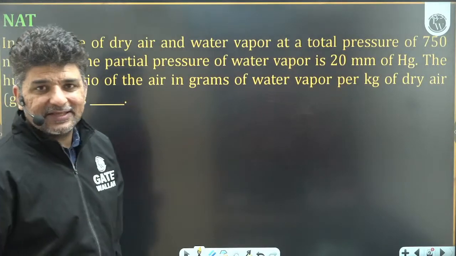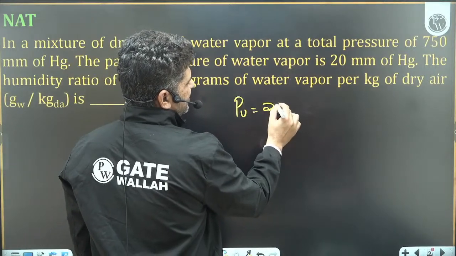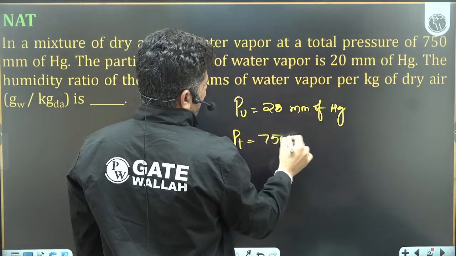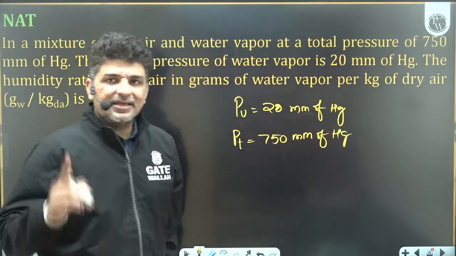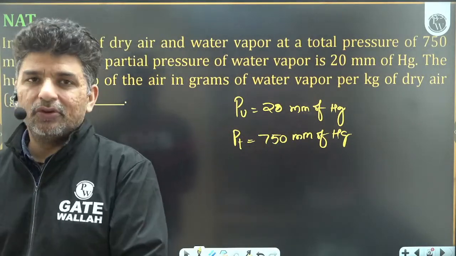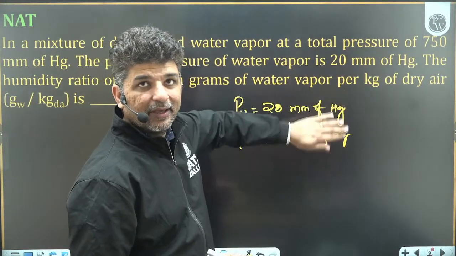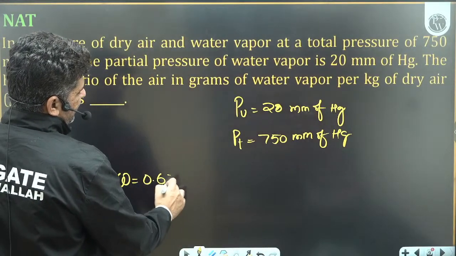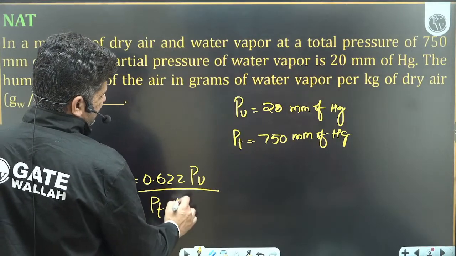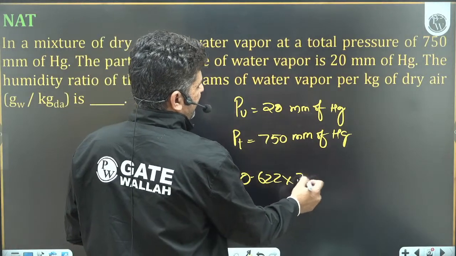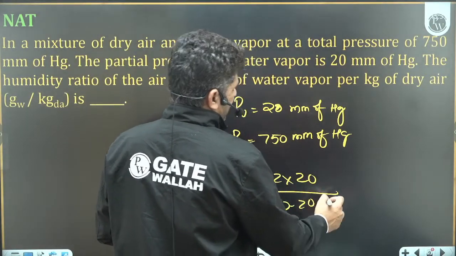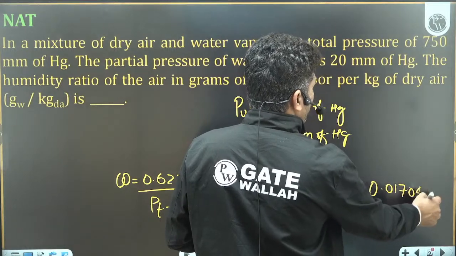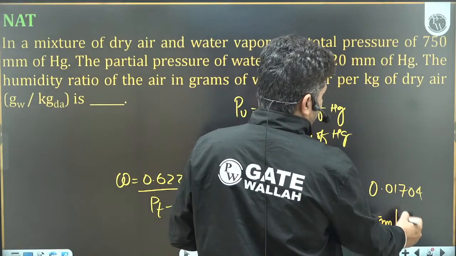Look, what he has given you is that the partial pressure of vapors is 20 mm of Hg, and the total pressure is 750 mm of Hg. Since both are given in terms of Hg, you can consider them consistent. Now you can calculate omega equal to 0.622 PV divided by PT minus PV, that is 0.622 multiplied by 20 divided by 750 minus 20. This will come out to be 0.01704, that means 17.04 gram per kg.